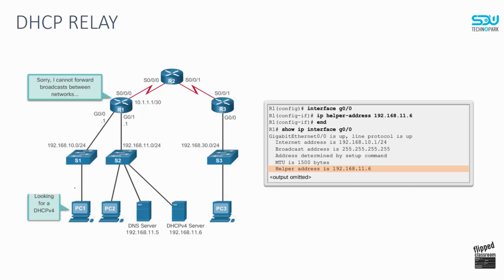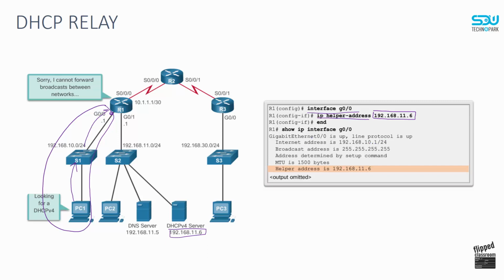So the DHCP client, when it is sending the broadcast message, as you know, broadcast can be propagated only inside this area, so PC1 is not able to contact our DHCP server even by broadcast, so it's not reachable. So all we need to do is go to the configuration of gigabit 0/0 interface here, and then we have to say to our interface ip helper-address, and we have to provide the IP address of our DHCP server. So our DHCP server's IP address is 11.6. Here it is.